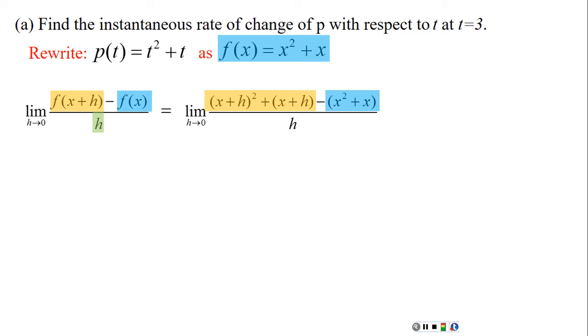Minus, these parentheses are very important. I want to subtract the entire f of x. So I want to subtract the entire x squared plus x. Okay. So all I did in that step was replace those two things, the yellow thing and the blue thing.